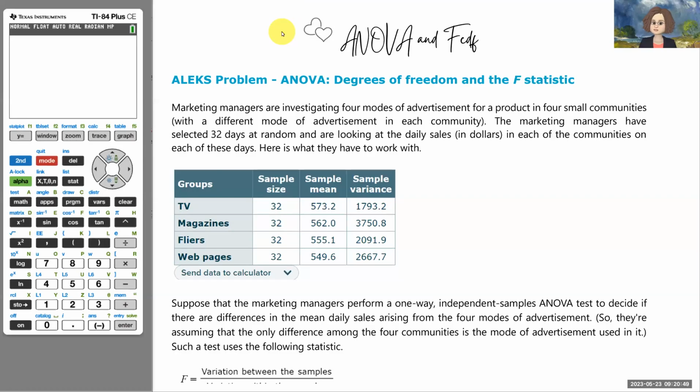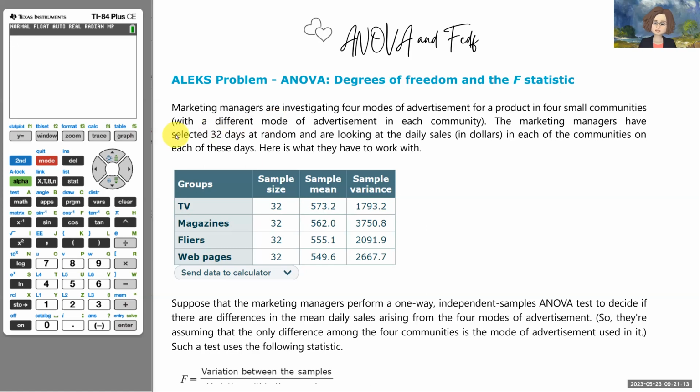Welcome. In this video, we'll take a look at using your Fcdf distribution on your graphing calculator to find the p-value associated with an F statistic resulting from an ANOVA test. So here's our example. Marketing managers are investigating 4 modes of advertisement for a product in 4 small communities with a different mode of advertisement in each community.